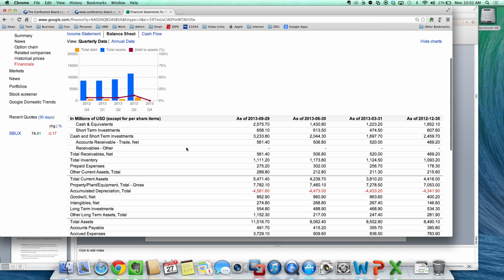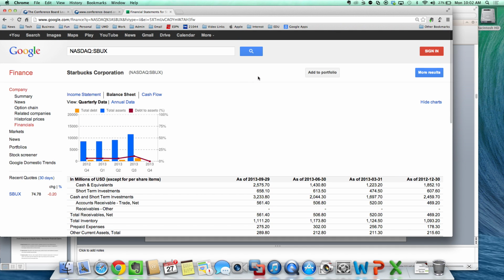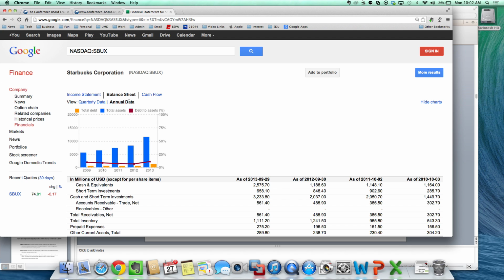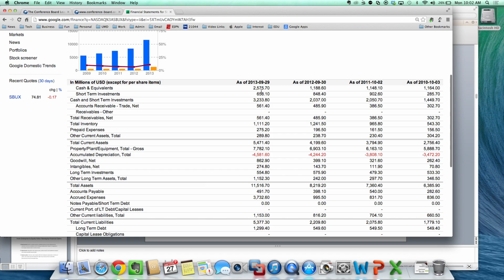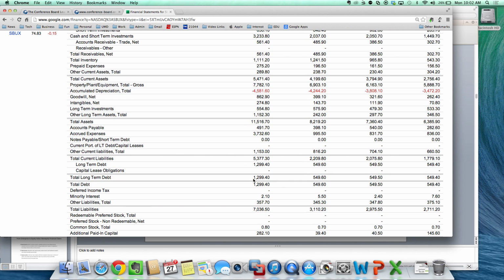balance sheet. This is their balance sheet according to Google from September 2013, annual balance sheet. Switch it to annual data. So here's their fiscal year ended September 29th balance sheet. Again, they got about $3 billion worth of cash. And here's the key number here. They have long-term debt of about $1.3 billion, total debt of about $1.3 billion. So if we were valuing Starbucks, we would take their enterprise value, assuming we forecasted that, we'd subtract off the debt of $1.3 billion, and we would get the equity value, right?